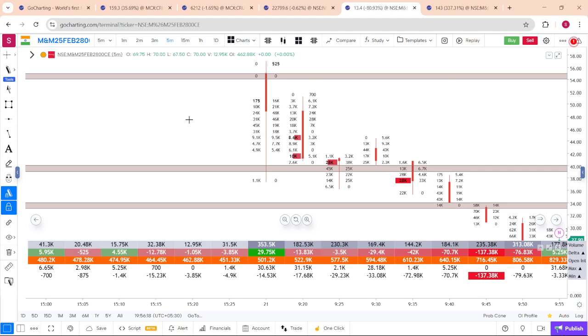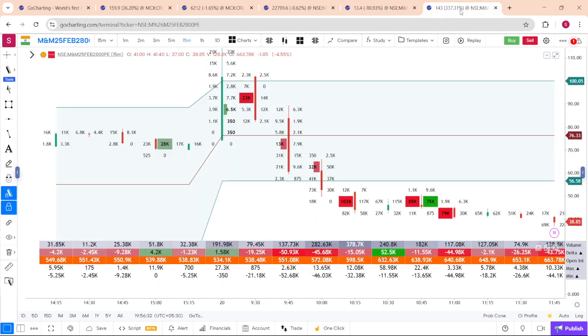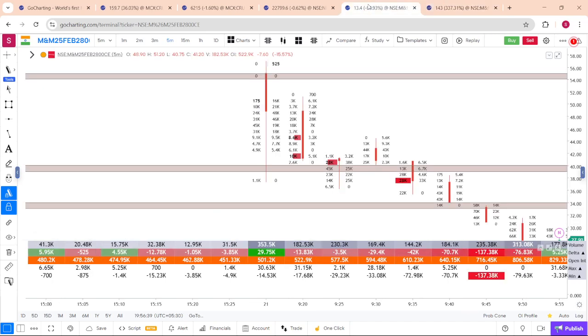Today I am teaching you how to do stock options again, taking the one strike. Today I have taken the 2800 call option and 2800 put option of M&M. For this call option, I have done a separate video two days back, and I have drawn the imbalances already.